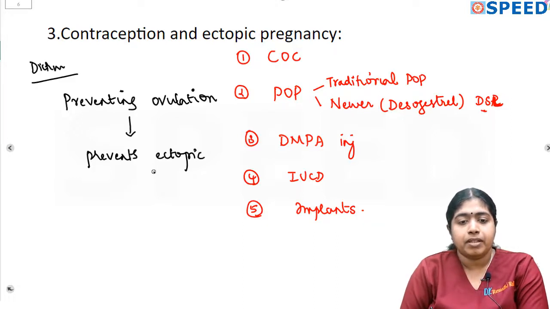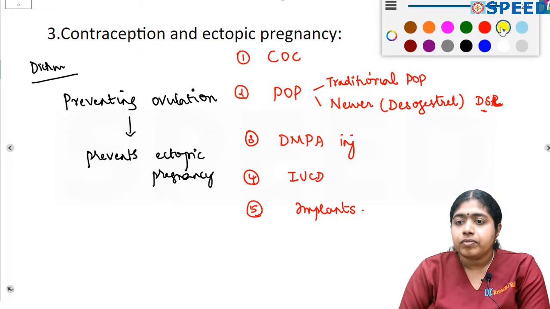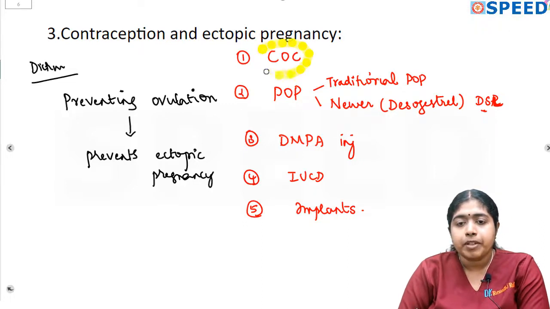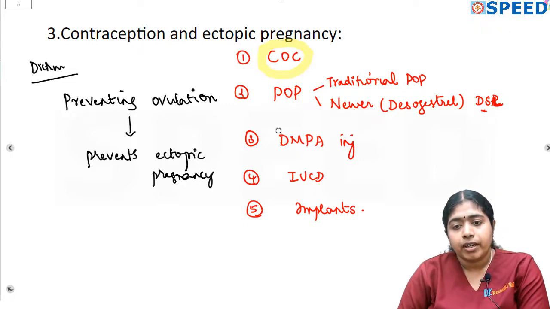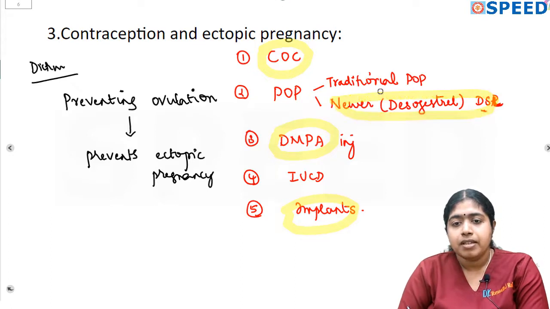Prevents ectopic pregnancy. So now let us see here. Combined oral contraceptive pills, your depot medroxyprogesterone acetate, your implants, newer generation progesterone only pills. Let me shade all this.